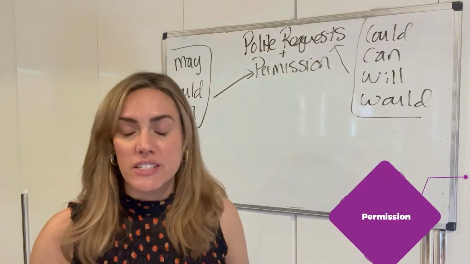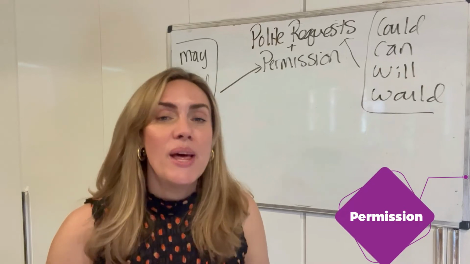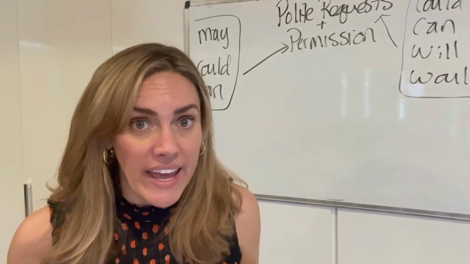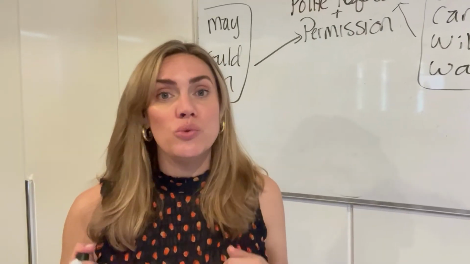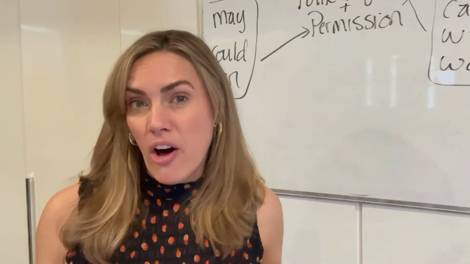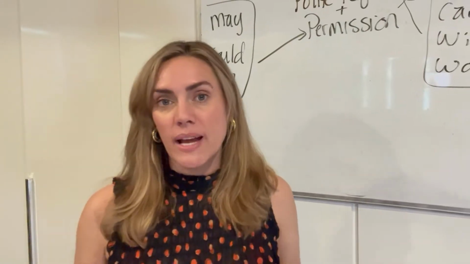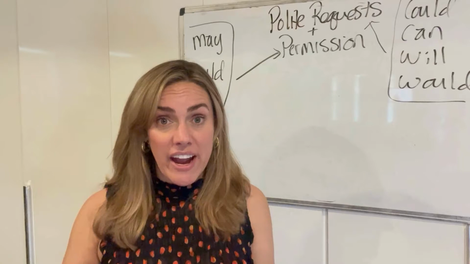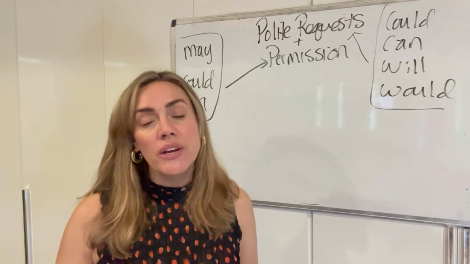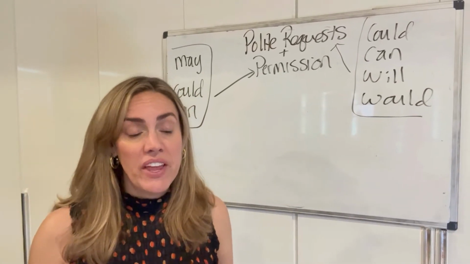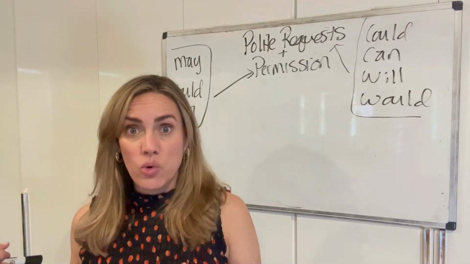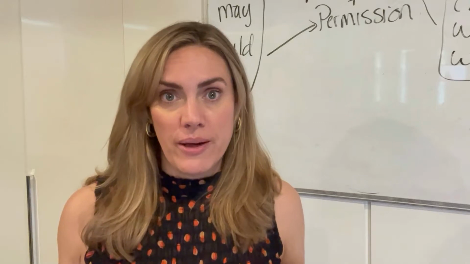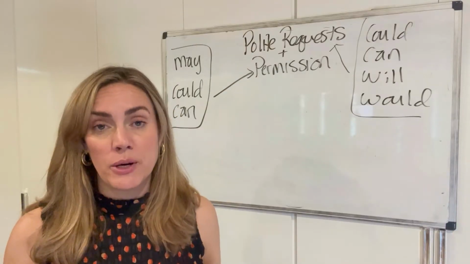So what's the difference? First off, permission means that you want to know if it's okay for you to do something that might bother other people. For example, if it's really hot in a room and you just want the air to flow, you can ask the other people if it's okay that you open the window. You want to make sure that it won't bother them, right? So you need to ask for permission.